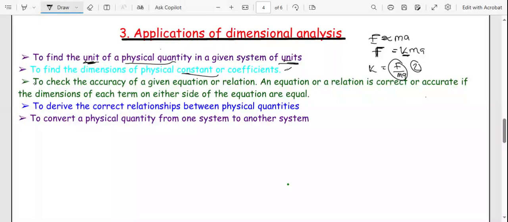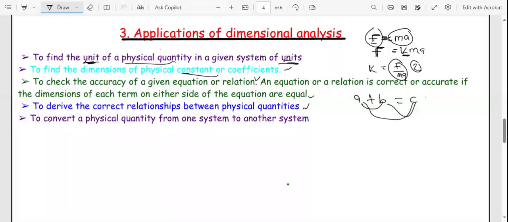And also we'll be able to check the accuracy of a given equation or relationship, like I demonstrated on homogeneity. An equation or relationship is correct or accurate if the dimensions of each term on either side of the equation are equal, like I said, if a plus b is equal to c. So each independent term is equal. So we'll also be able to derive the correctness of an equation or relationship. We'll be able to verify whether what is on the left side is equal to what is on the right side. Try putting the dimensions there and it will be the same.